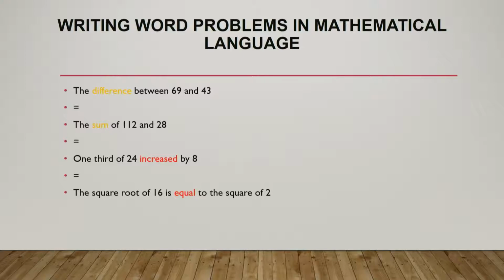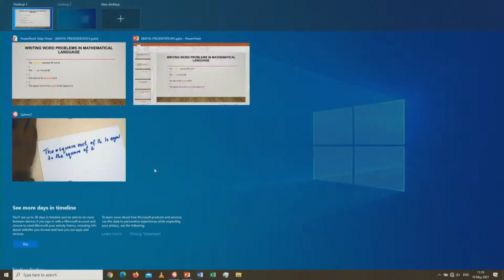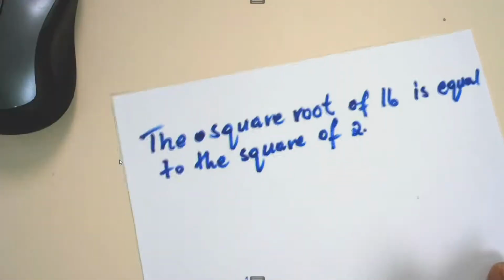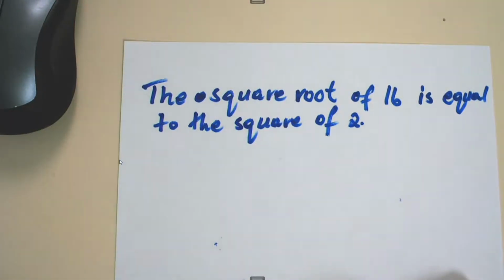The square root of 16 is equal to the square of 2.